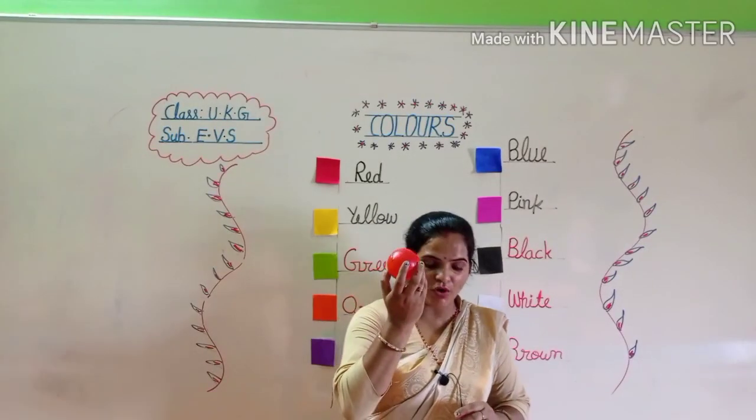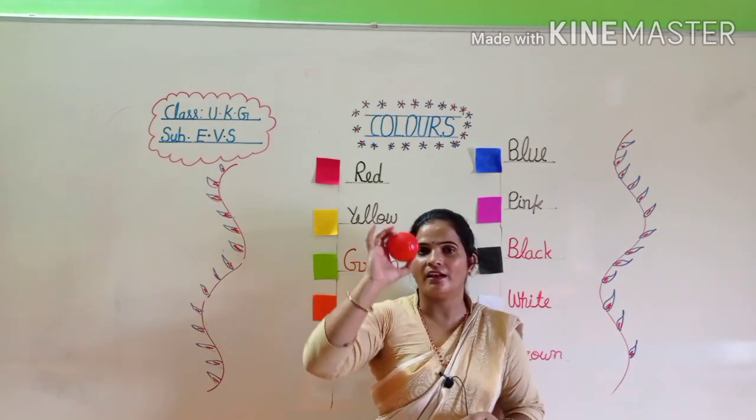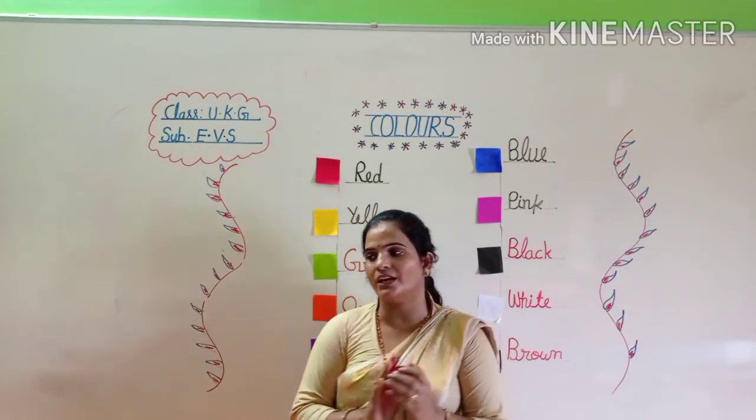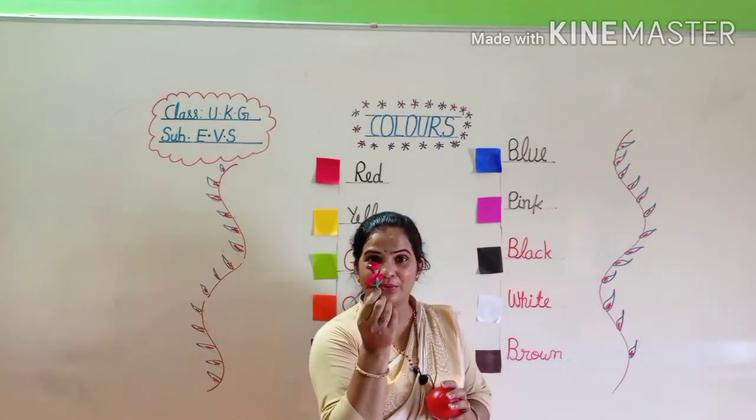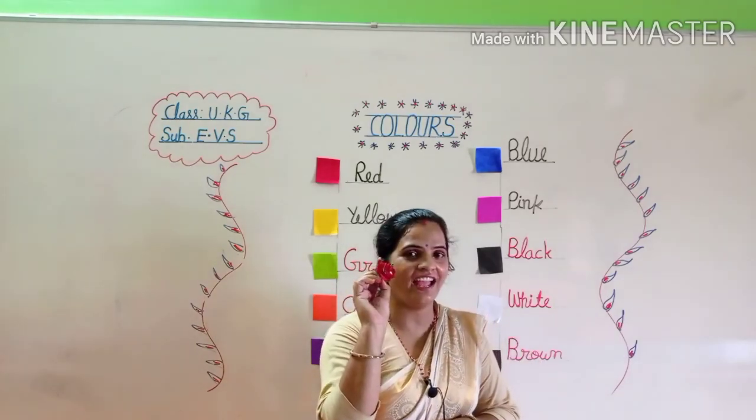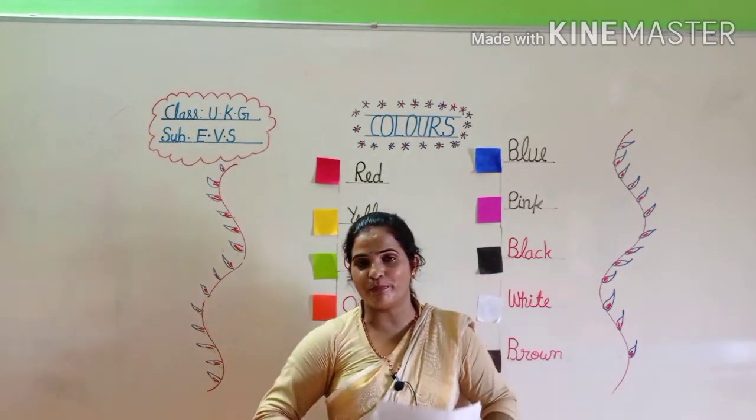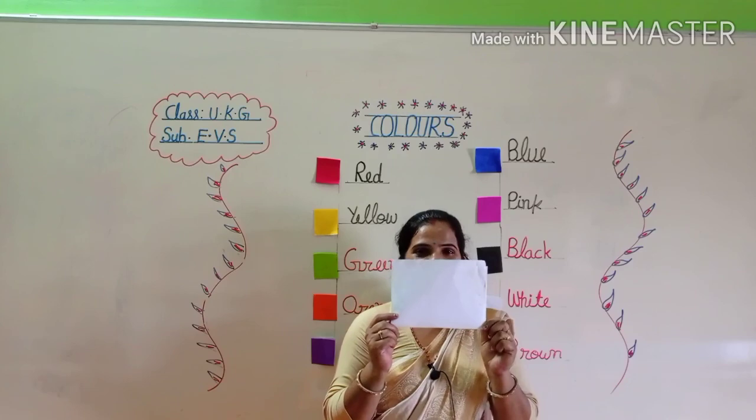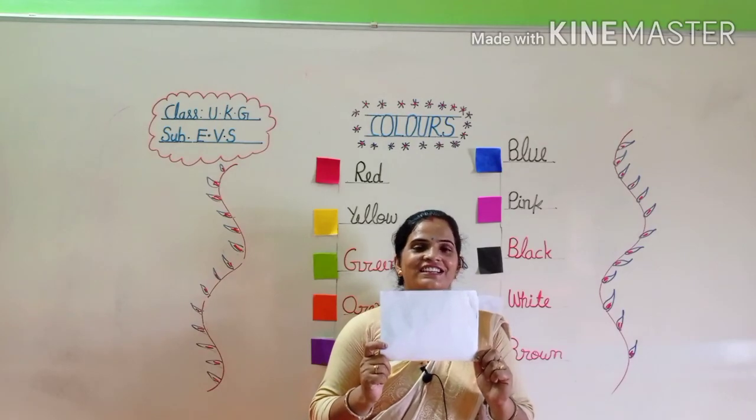What is the color of this ball? Red. R-E-D. Red. What is red color? I think rose. Rose. The color is red. And what is the color of this page? White.